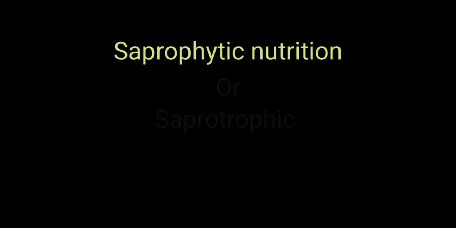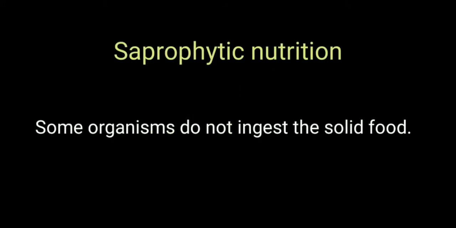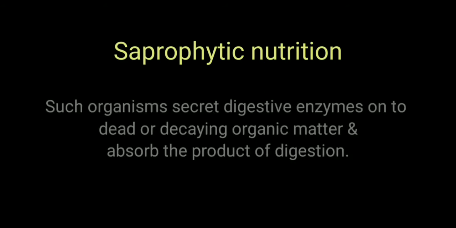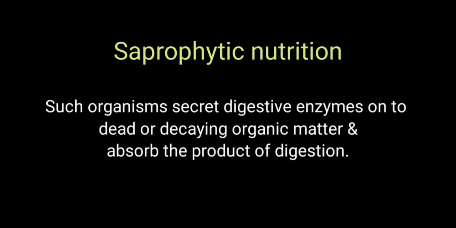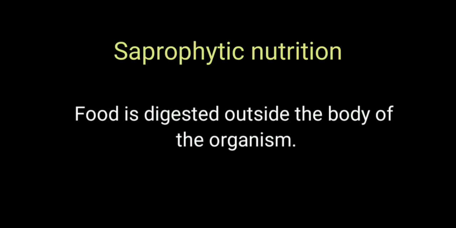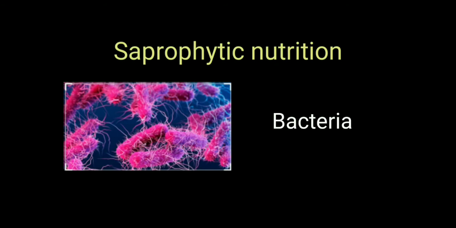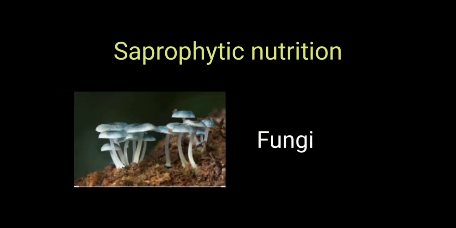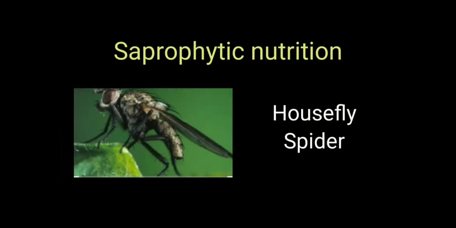The second kind of nutrition is the saprotrophic or saprophytic nutrition. There are some organisms which do not ingest solid food. Such organisms secrete digestive enzymes on the dead or decaying organic matter and absorb the products of digestion from there. That is, the food is digested outside the body of the organism. So there are various saprophytes which feed on dead and decaying matter by digesting the food outside their body, like various kinds of bacteria, fungi, and even houseflies and spiders. They undergo the saprophytic mode of nutrition.